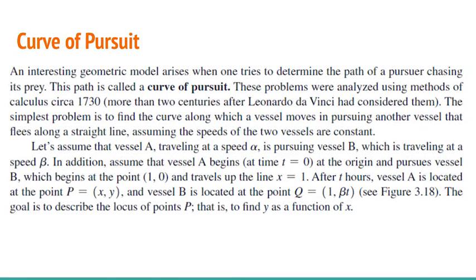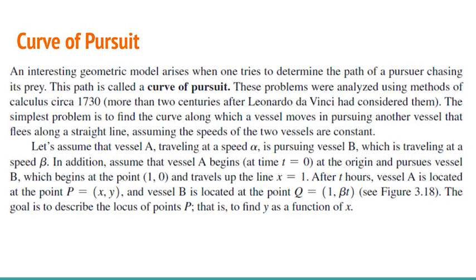From this text, a simple explanation would be: an interesting geometric model arises when one tries to determine the path of a pursuer chasing its prey. This path is called a curve of pursuit. These problems were analyzed using methods of calculus circa 1730, more than 2 centuries after Leonardo da Vinci had considered them. The simplest problem is to find a curve along which a vessel moves in pursuing another vessel that flees along a straight line, assuming the speeds of the two vessels are constant.